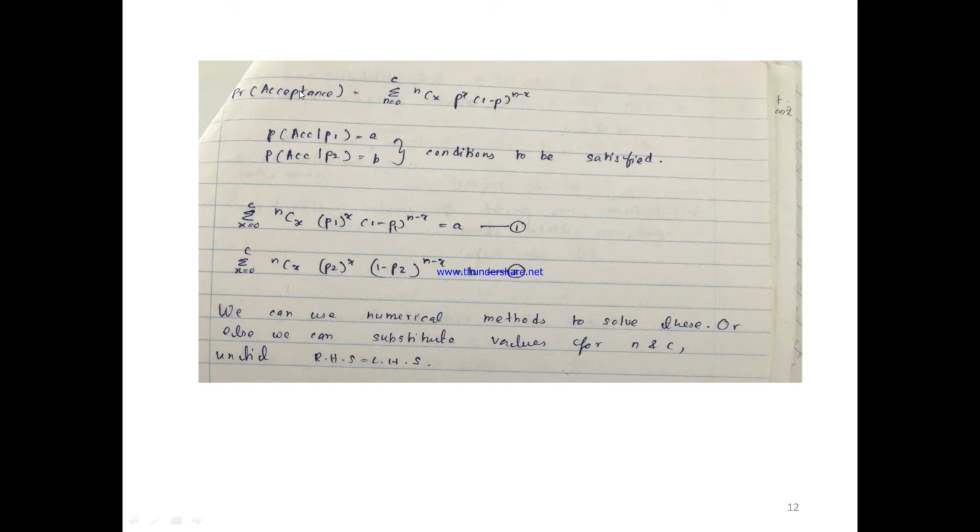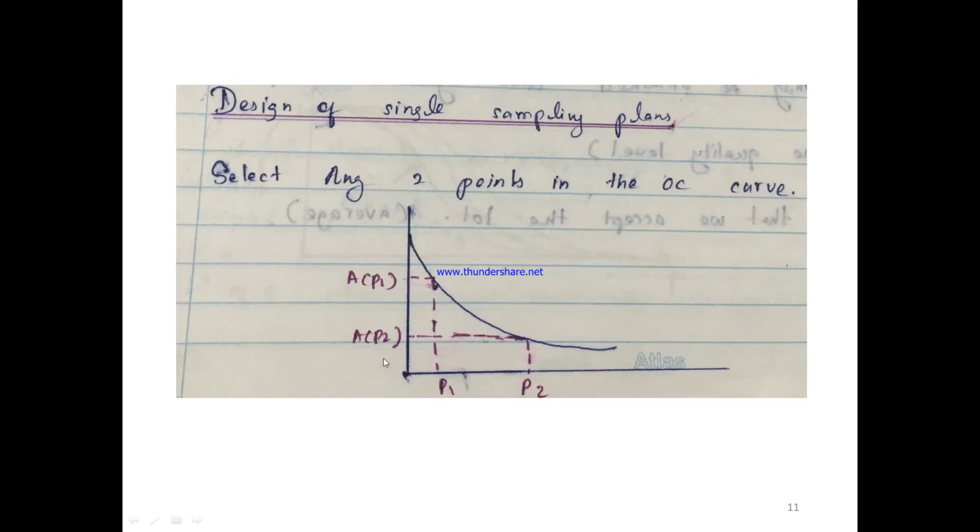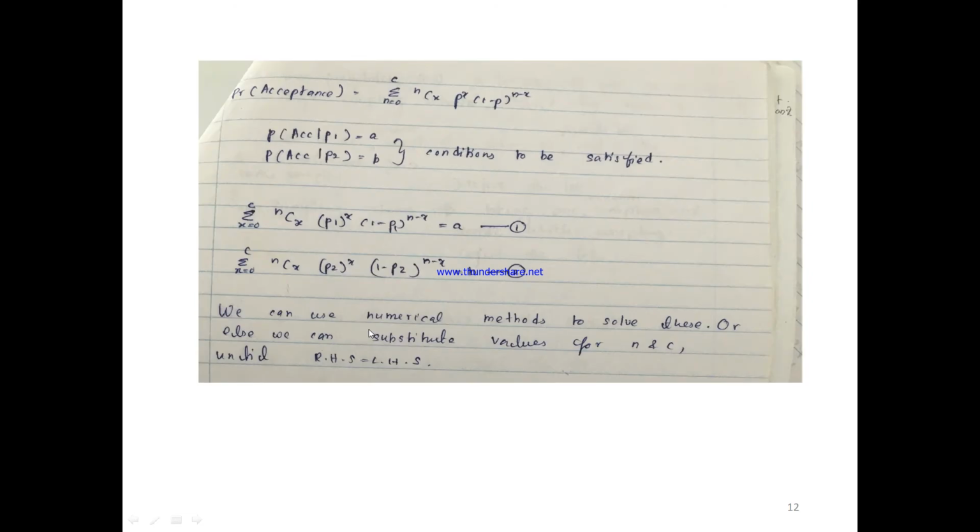So what we do is, I'm going to take these two probabilities, that is the probability of accepting the lot when the percentage of defective is equal to P1, I'll take this point as A, and the probability of accepting when the percentage of defective is equal to P2, as B. So I have 2 points, A and B, right?